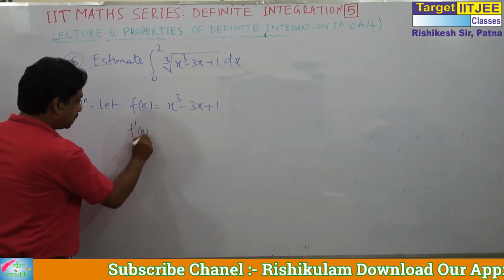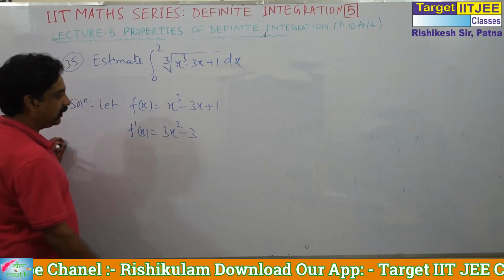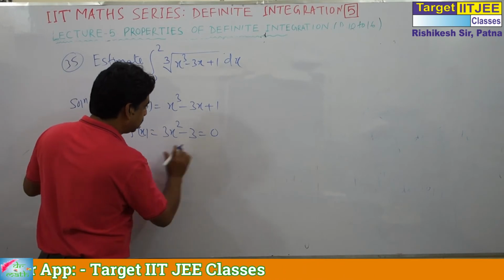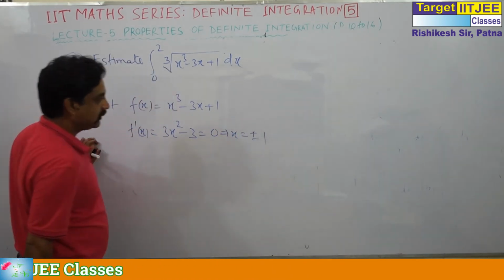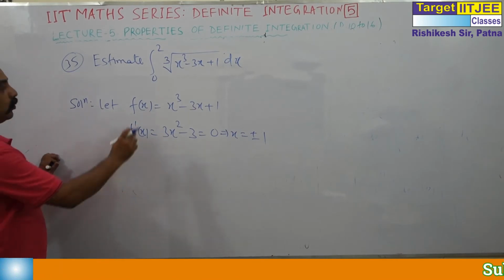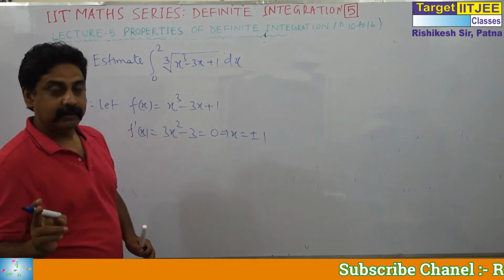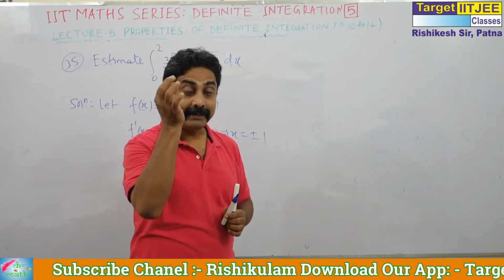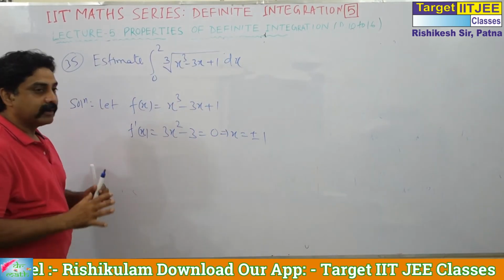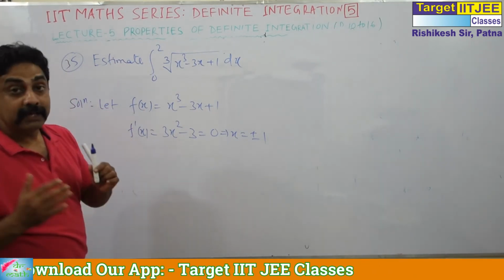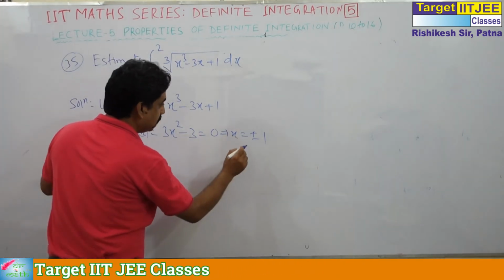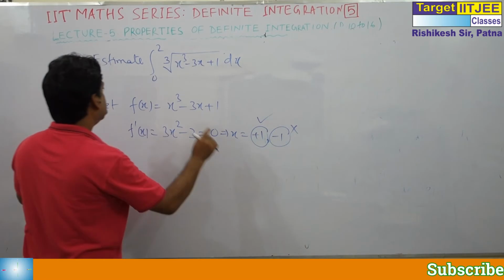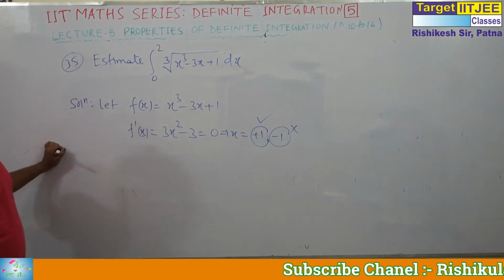What is f dash x? This is 3x square minus 3. When we equate it to 0, x is equal to plus minus 1. So what is the critical point? You can recall the class of AOD, application of derivative, greatest and least value in an interval, where end points and critical points are important. So the critical points are plus 1 and minus 1. Minus 1 is not needed in this question because the interval is from 0 to 2.